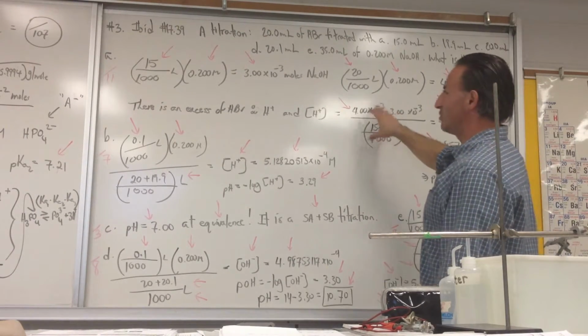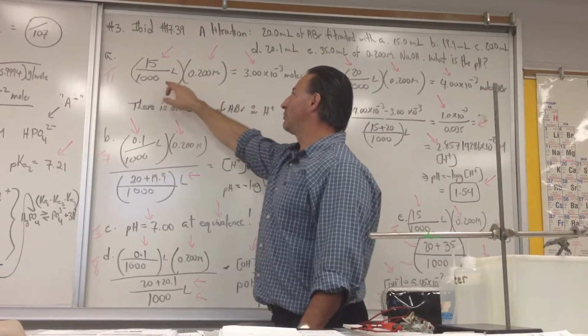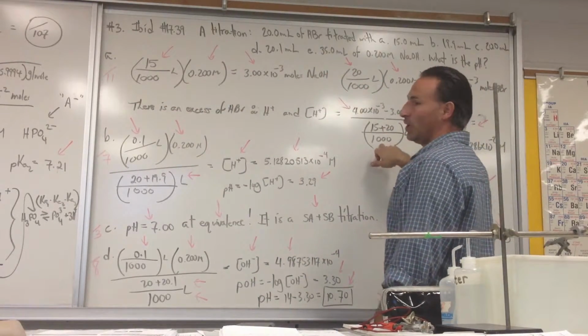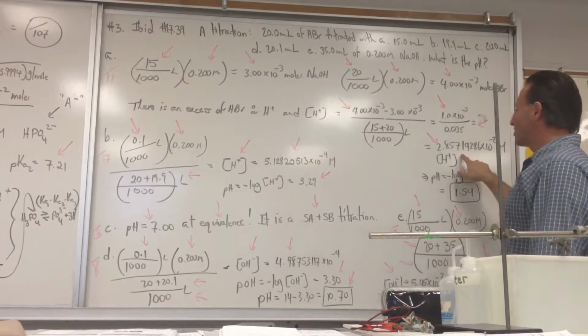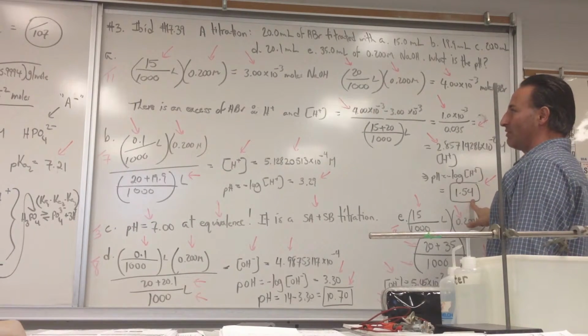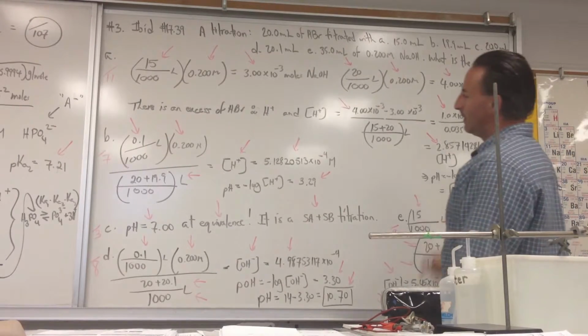Remember, during a titration, as you're adding titrant, you're increasing the volume of the solution. So we have 15 mLs added to 20 mLs at the end. That's why we get a 35 mL total volume at the end. And that gives us an H+ concentration of 2.85 times 10 to the minus 2. It gives us a pH of 1.54. So the titration is not at completion yet, so it would be acidic.